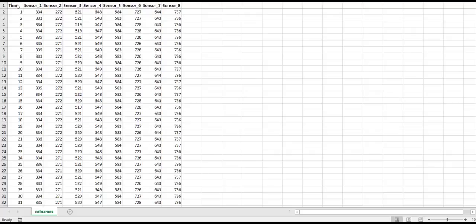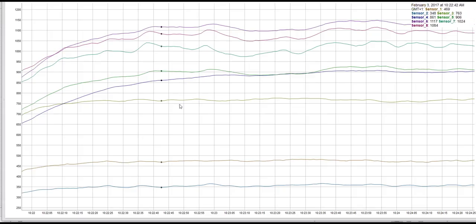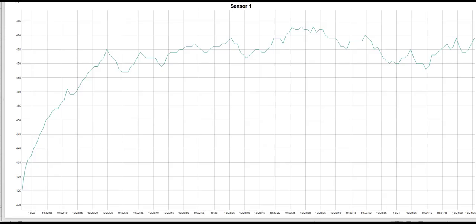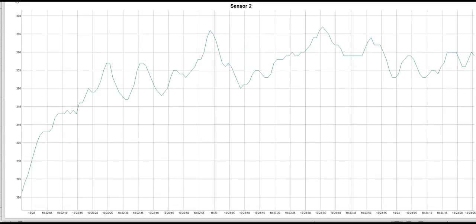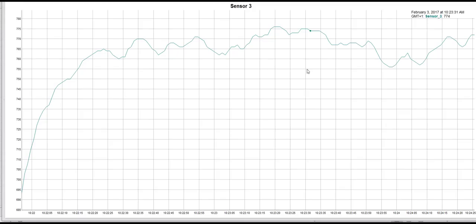So here we see the data. On the left is the time index, and on the right, the values of the 8 sensors. The plots do not seem very dynamic if we look at them all together. But if we look at the individual series, we see more dynamic movement that we could potentially exploit for forecasting.